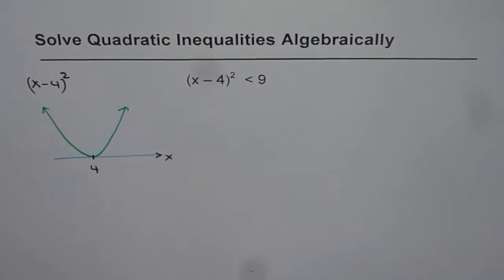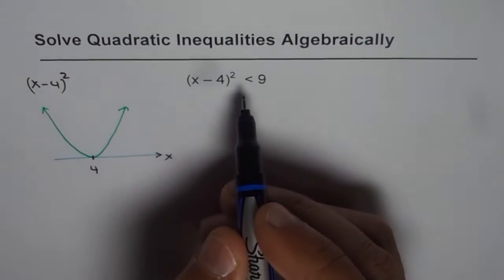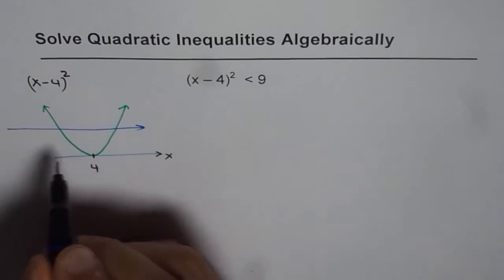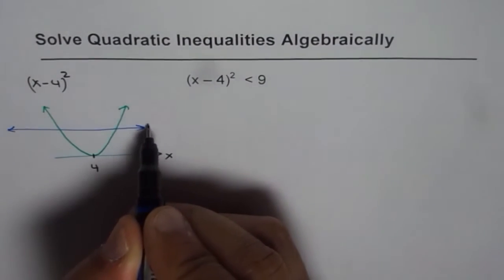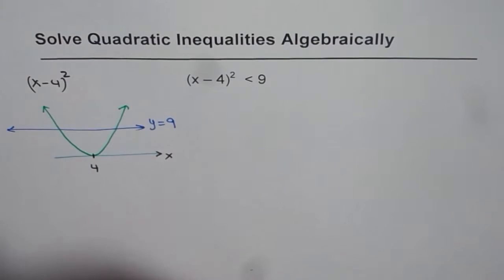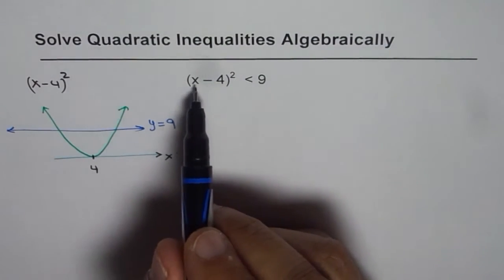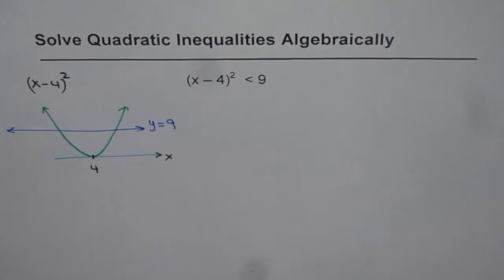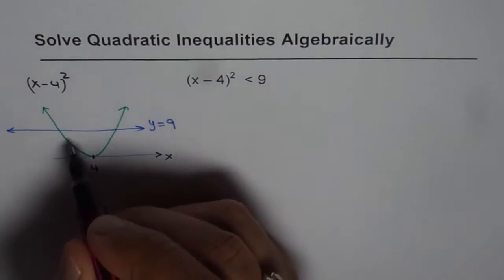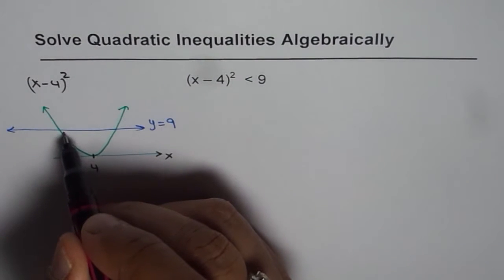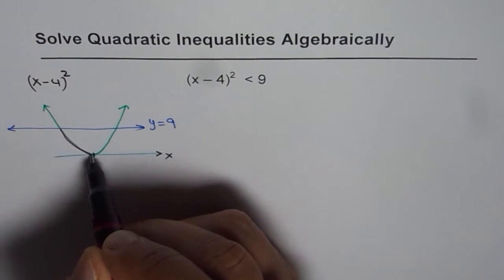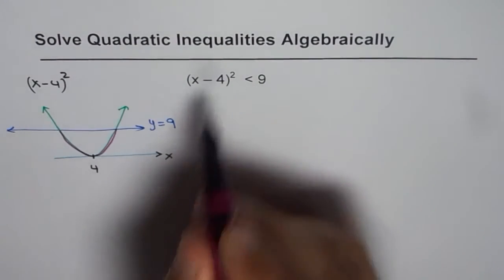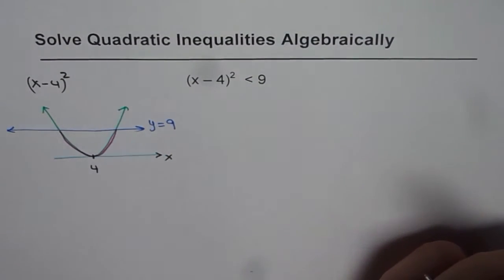Now we need to find the solution to the inequality that this parabola (x minus 4) whole square is less than 9. Less than 9 really means that if I draw a line, y equals 9, let us say this is my line, then the part of the parabola which is below this line is part of our solution, right? So this is the solution part. During this portion, (x minus 4) whole square is less than 9, right?